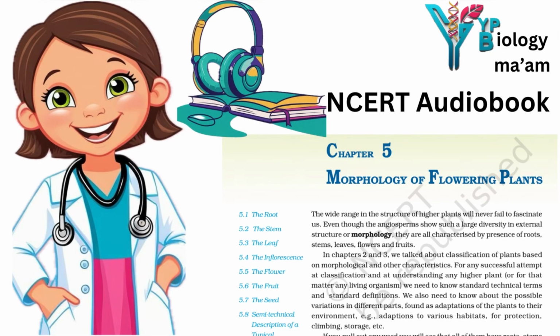Chapter 5: Morphology of Flowering Plants. The wide range in the structure of higher plants will never fail to fascinate us, even though the angiosperms show such a large diversity in external structure or morphology. They are all characterized by the presence of roots, stems, leaves, flowers and fruits.